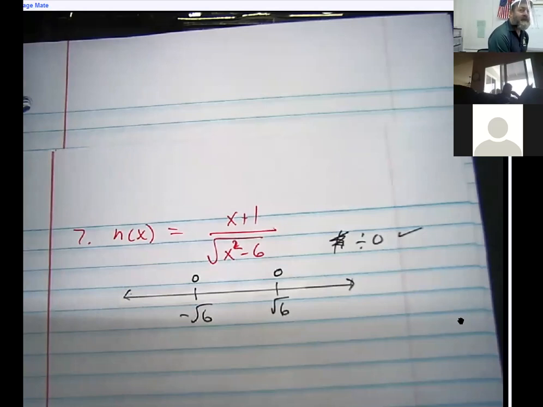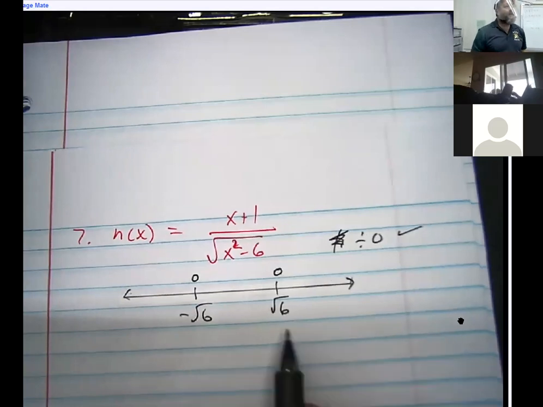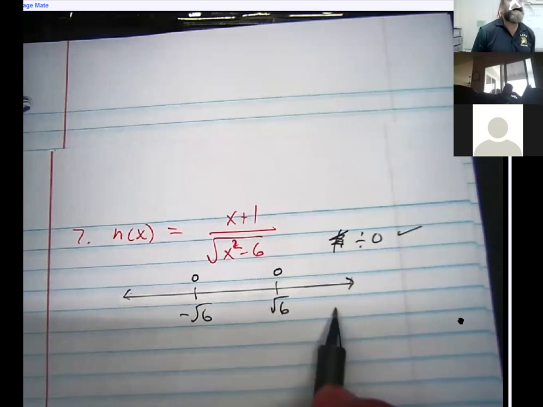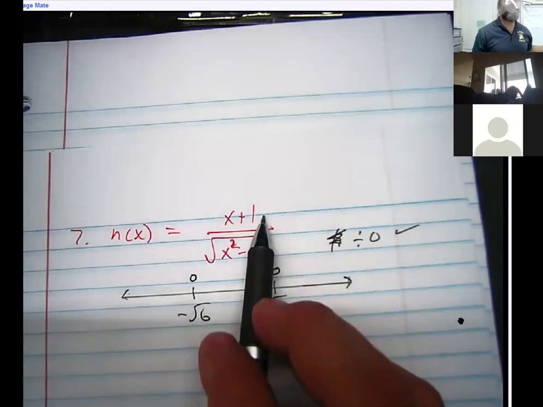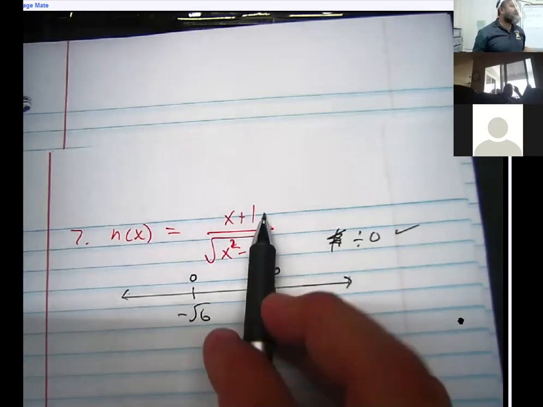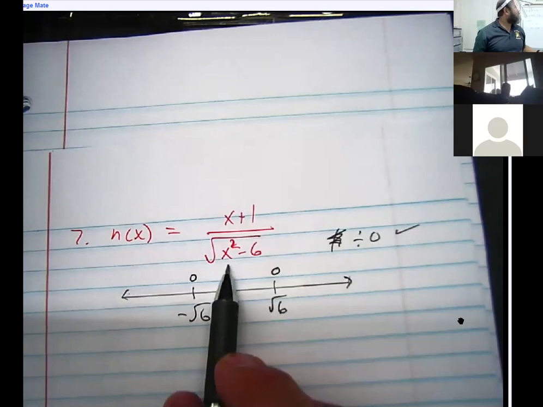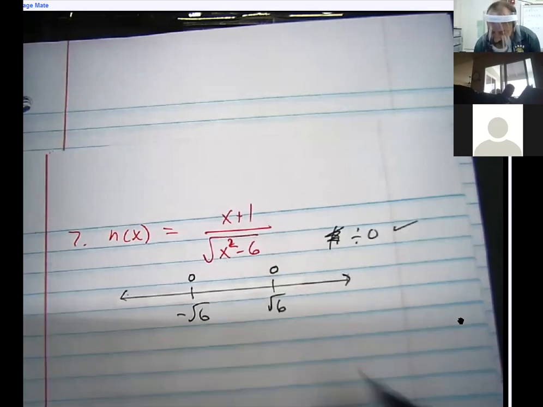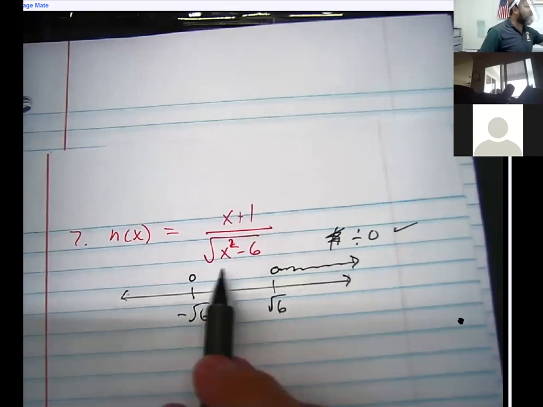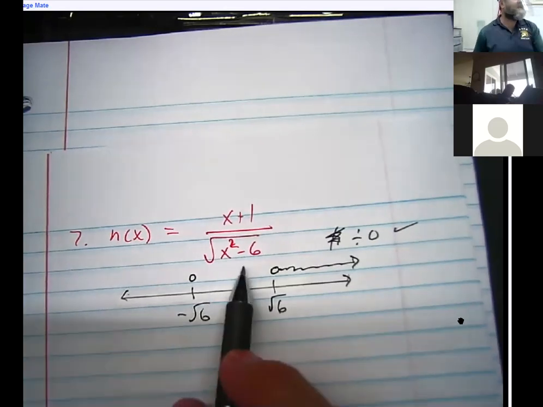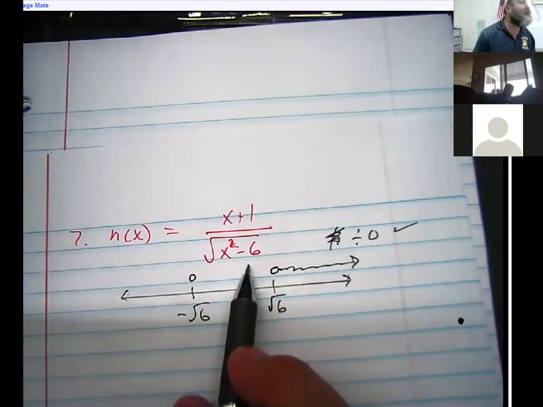Watch what happens. What happens if I go above root 6? You guys tell me. Give me something that's higher than root 6. 6. If you plugged in 6, you get 7 on top. Is that okay? By the way, the top is always okay. What happens if I plug in 6 in the bottom? The square root of 30, can I do that? Yeah. In fact, as long as I pass root 6, anything bigger than root 6 squared is going to be bigger than the 6, isn't it? And that's going to make it positive, and then life is good.